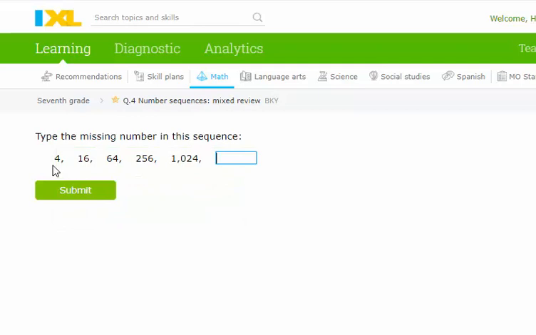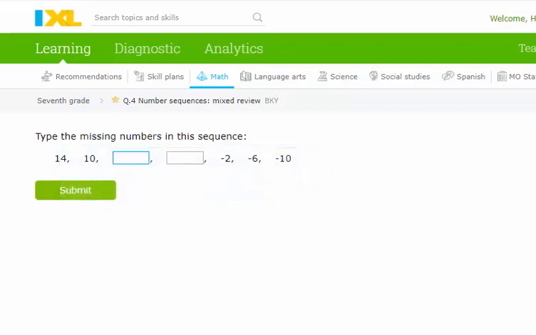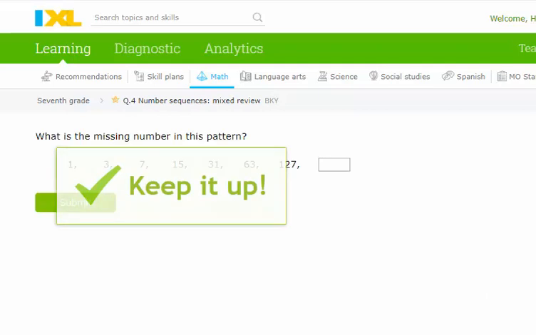This looks like it's the same thing, maybe times 4, times 4. I'm going to say it's this times 4, which is 4,096, we'll say. I think it might get harder. Let's jump a level. This looks like it's more subtracting, so this is arithmetic. We'll say minus 4 would be 6, minus 4 again would be 2, minus 4 is negative 2. Yeah, that should work.